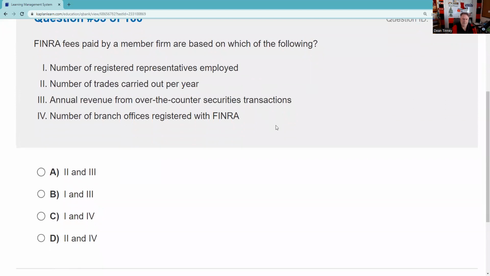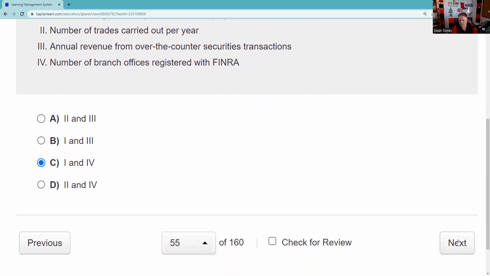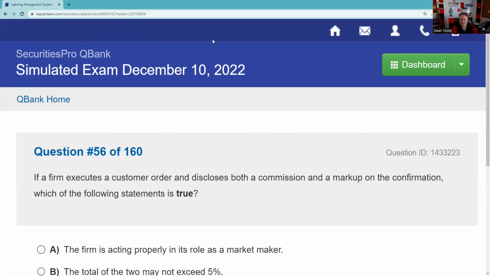FINRA fees paid by a member firm are based on which of the following? I would know this. It's the number of reps and the number of branch offices, 1 and 4. 1 and 4. Question 56.